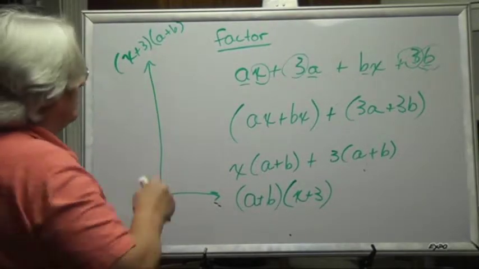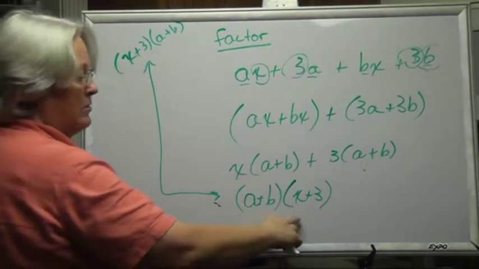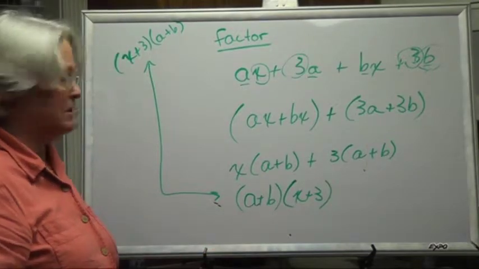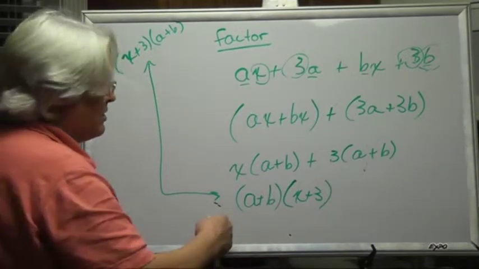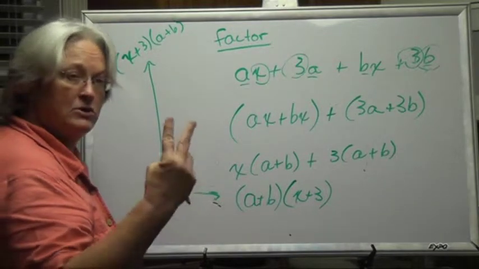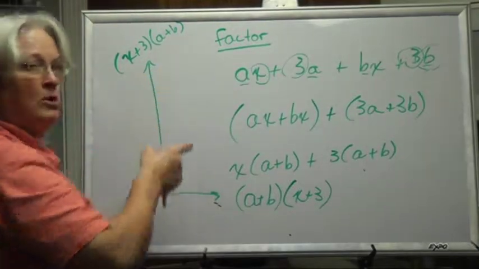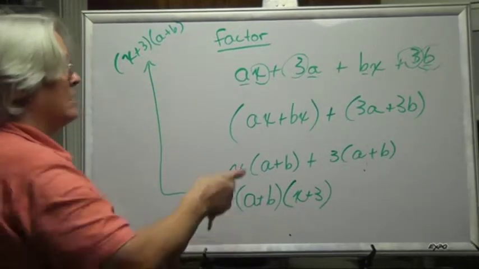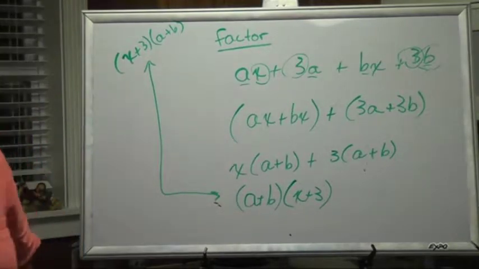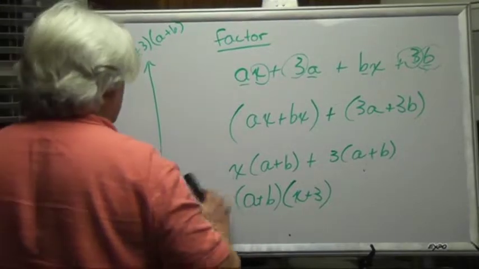Now compare these two factored forms. Quantity x plus 3 times quantity a plus b. The order is different here. Quantity a plus b times quantity x plus 3. But these are the same because we learned that multiplication is commutative. It doesn't matter what order you multiply factors in, you're going to get the same product. So this is a perfect example shown both ways of how you're going to be able to factor by grouping.